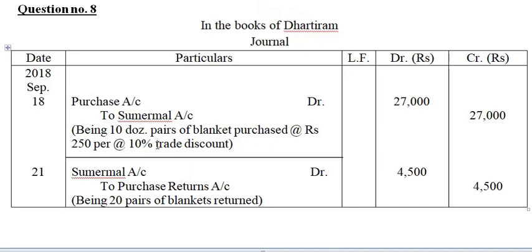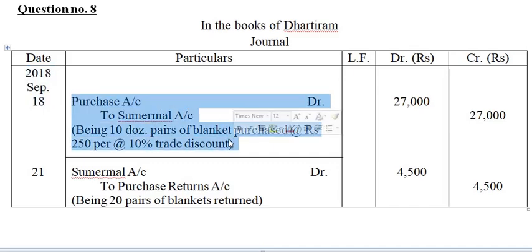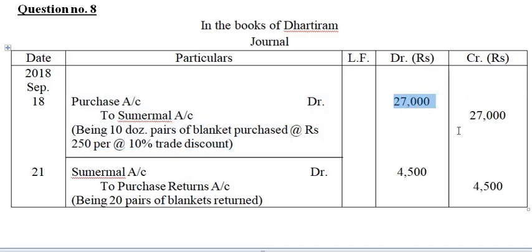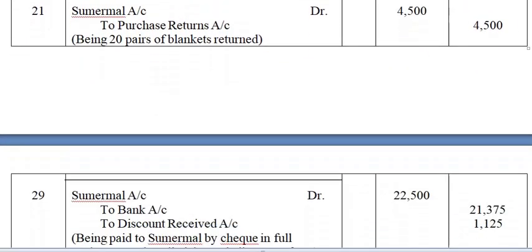Now the transaction starts from 18th September 2018, so write the date first. Dhartiram is a buyer, so purchase account debit to Sumarmal account, because the goods were purchased on credit. And the amount will be 27,000. How did we calculate this amount?